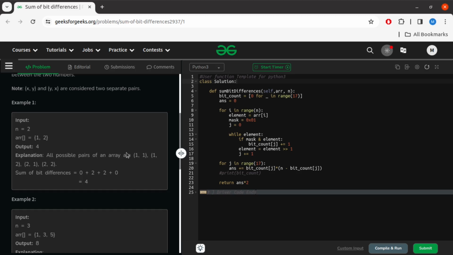So for these, 1 1 the bit difference is 0, there isn't any bit difference. Similarly for 2 2 the bit difference is 0. For 1 2 the bit difference is 2, and for 2 1 the bit difference is 2. And if we add all these numbers, we will get 4, and this 4 is what we are returning over here. So that's about the problem statement, folks.